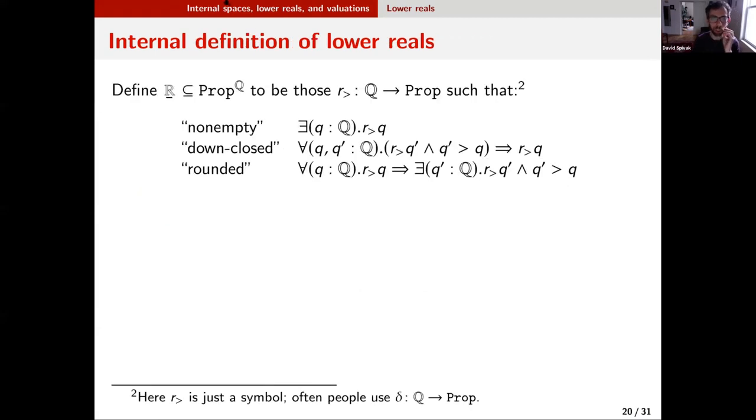So we'll use something similar called lower reals, which are just one cut. It's a function from Q to Prop, and I'm writing it R sub greater than for intuition, but this is just a symbol. And it's got three axioms written in the logic. These are written logically, but they're about subsets of a sheaf topos, so open subsets. So it says there exists a Q where R is bigger than Q. For every two rationals, if R is bigger than Q' and Q' is bigger than Q, then R is bigger than Q. And if R is bigger than Q, then there's some slightly bigger rational that R is also bigger than. And you write those down and you ask what they mean.